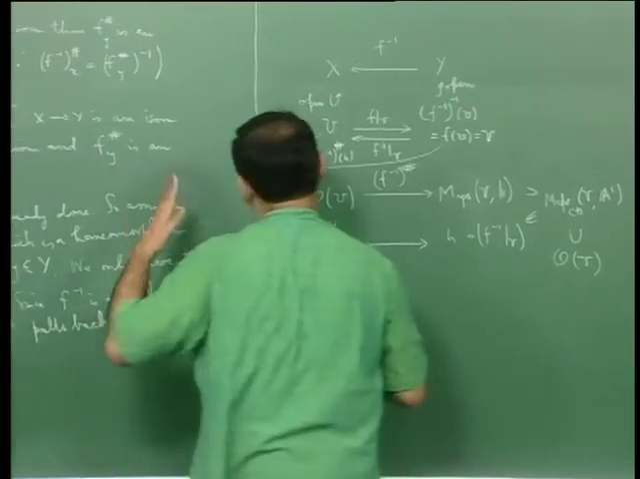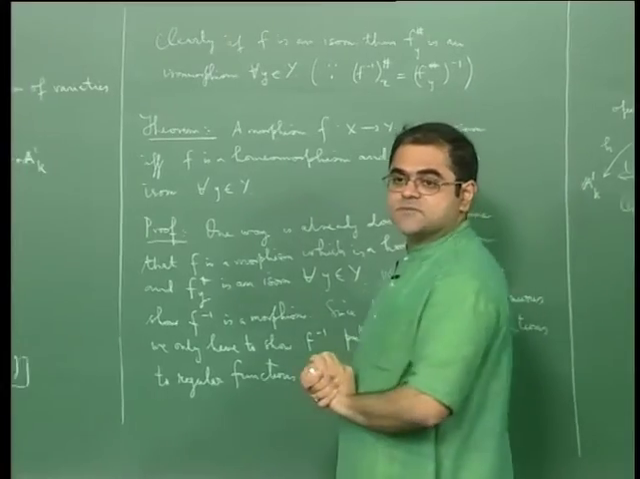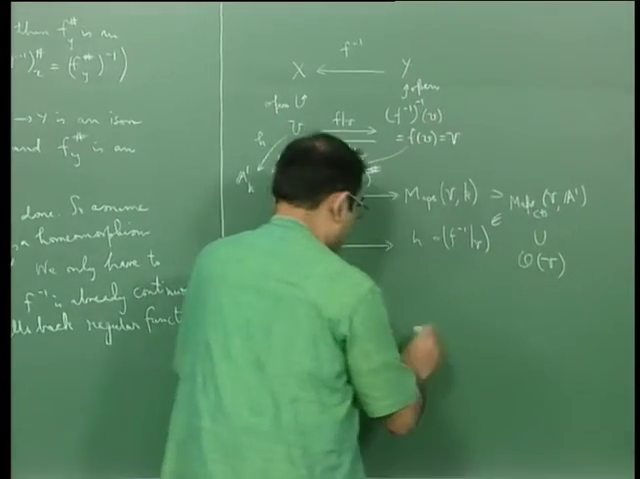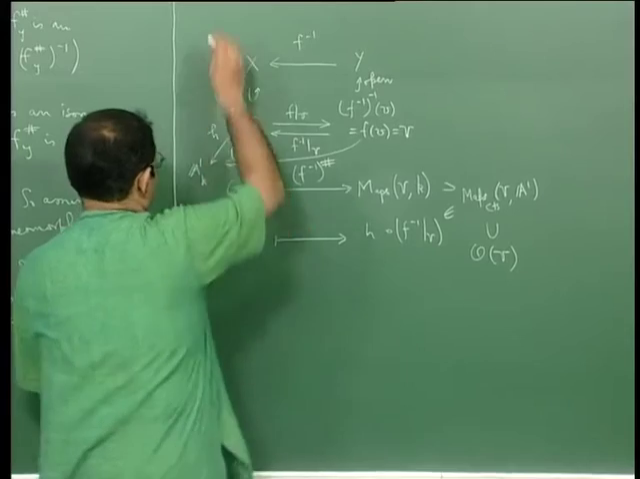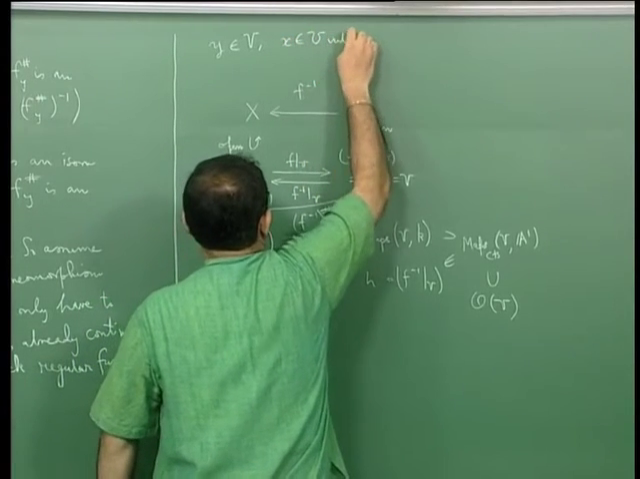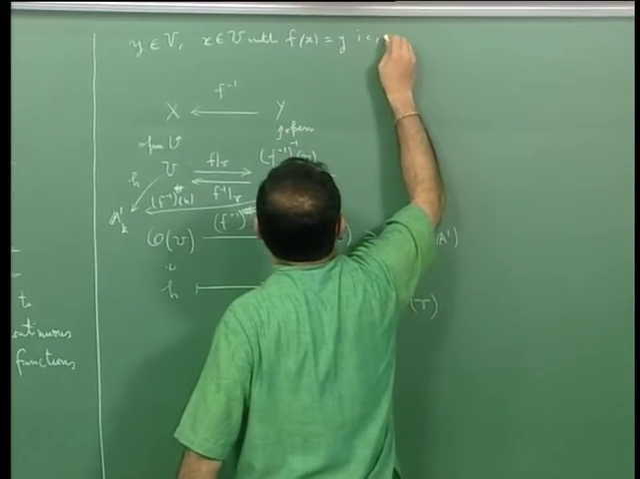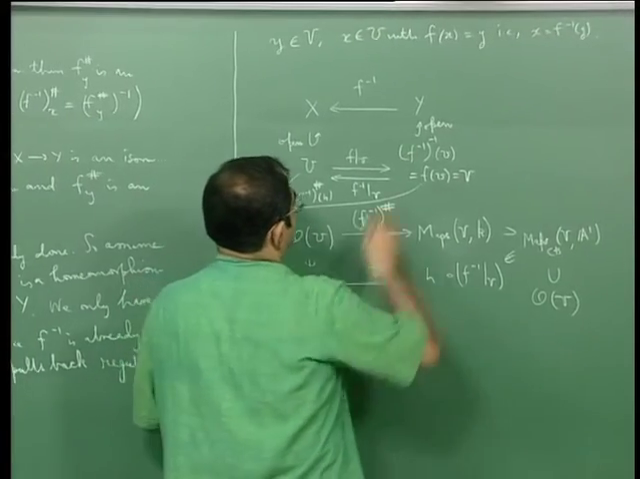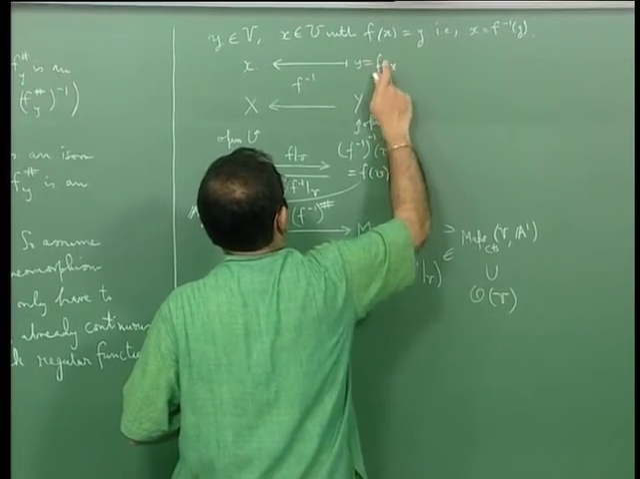Now I will have to use this hypothesis that f y hash is an isomorphism for every small y in capital Y. I will have to use this. So what I will do is start with a small y in V, and you take small x in U with f of x equal to y, which is the same as saying x is f inverse y. So small y goes to small x, and this y is f of small x.